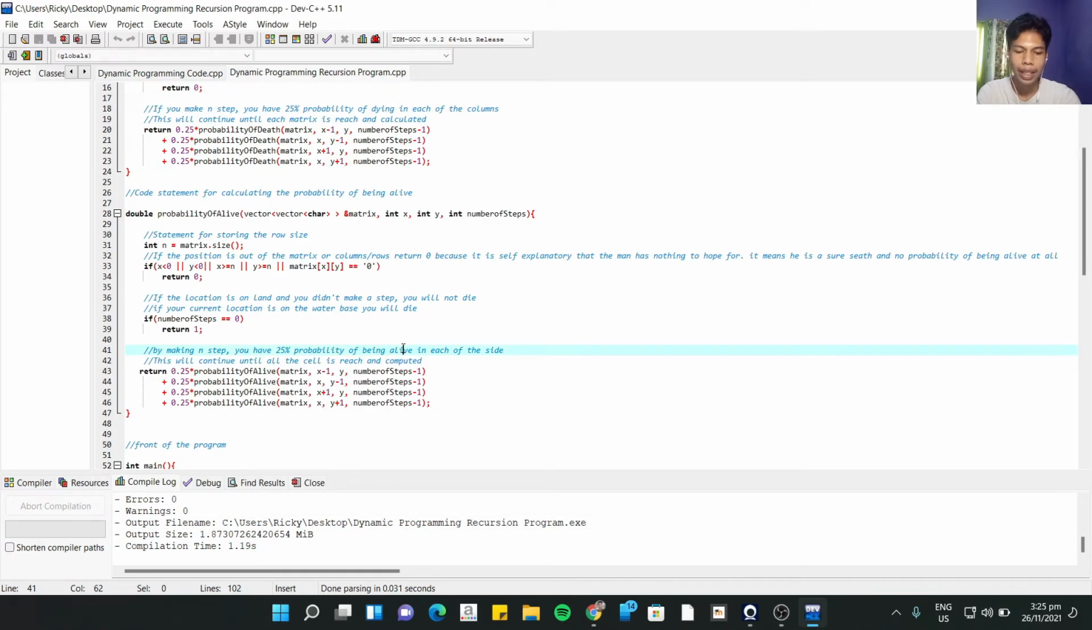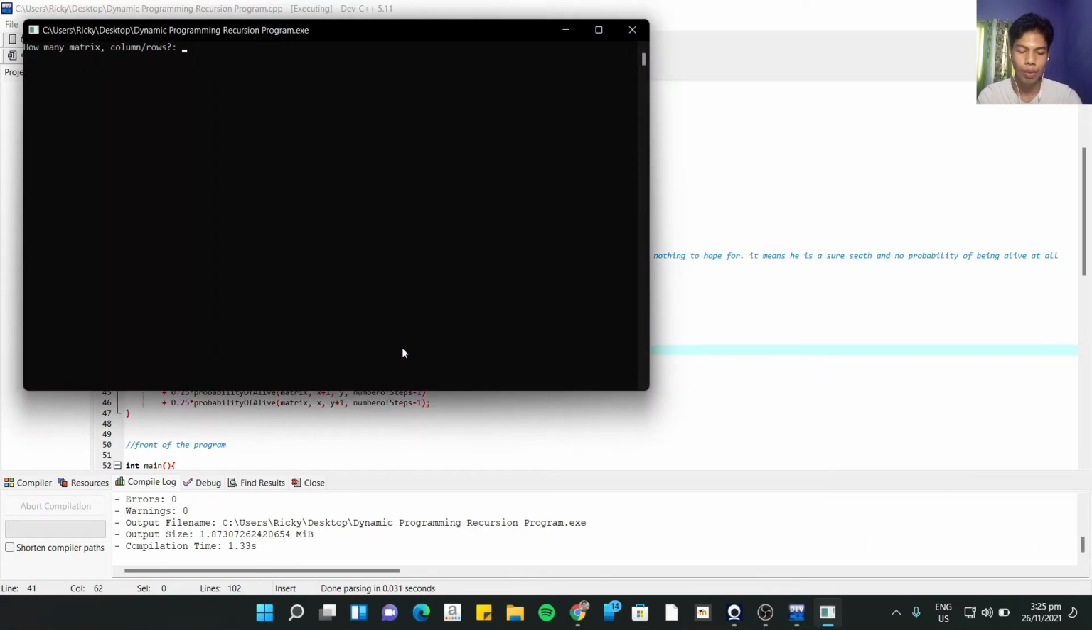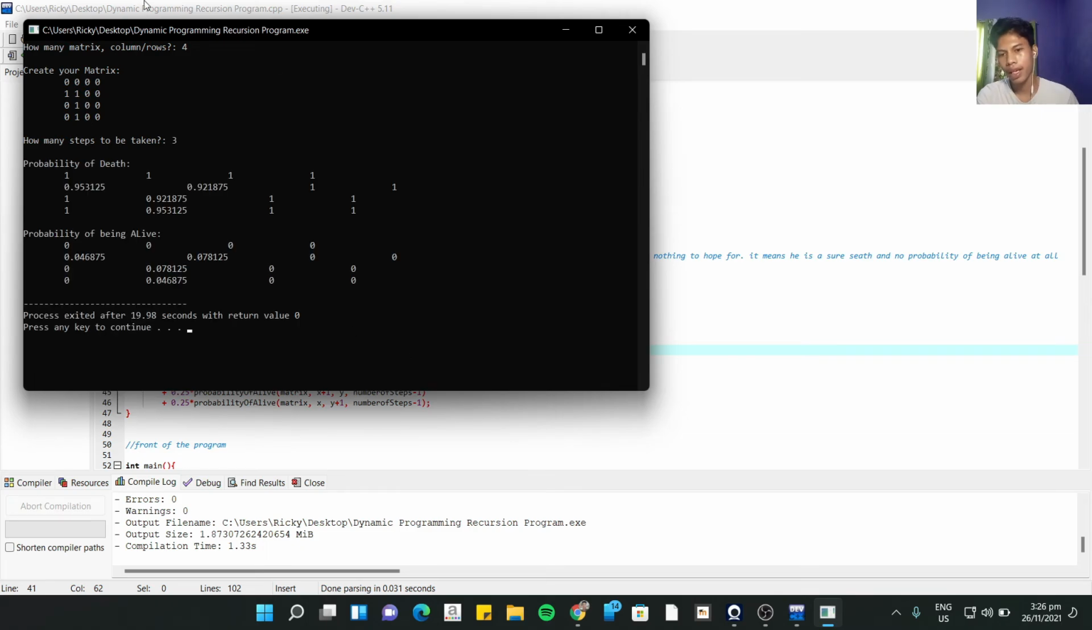Upon running the program again, for example, we try another problem. We want a 4x4 matrix. We enter 0, 0, 0, 1, 1, 0, 0, 0, 1, 0, 0, 0, 1, 0, and 0. For example, we have 3 steps to be taken. This is the probability of being dead and alive by using the dynamic programming formula.